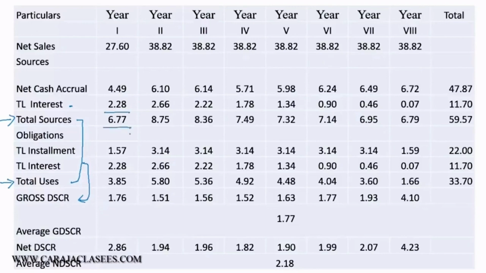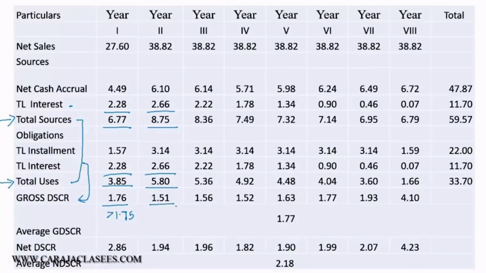So 6.77 divided by 3.85 gives you the ratio as 1.76. It is good because it is greater than 1.75, which many public sector banks will insist. But certain banks are okay if it is greater than 1.5. So here this DSCR table is picked up from the bank which is accepting DSCR at the 1.5 level. So for them in year 1 this 1.76 is an attractive ratio. Look at year 2. They had source of 8.75, whereas the repayment obligation is only 5.8 crore. So 8.75 divided by 5.8, you get 1.51.